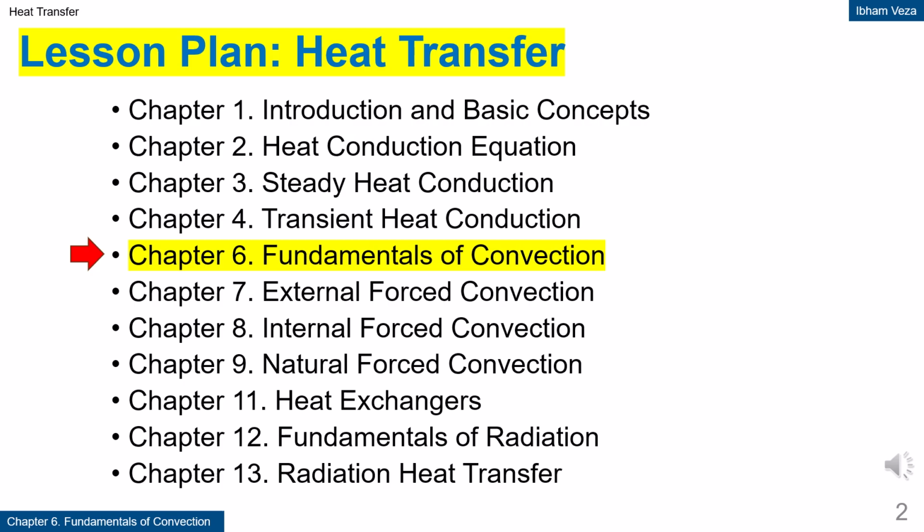Lesson Plan: Heat Transfer. This section places convection within the overall structure of the heat transfer course. The chapter sequence shows how conduction, convection, and radiation are systematically connected. Convection is discussed after students understand steady and transient conduction. With this structure, understanding of energy balances and temperature fields becomes more mature. The plan ensures a learning flow from fundamentals to advanced applications.